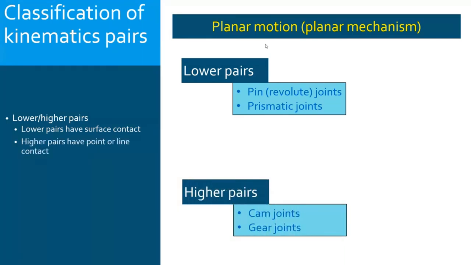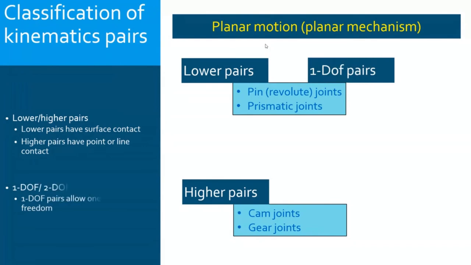Now, higher pairs can have either a point or a line contact. In cam joints and gear joints, you have a line. If we see the contact between the cam and the follower, or the contact between the teeth in gears, it is a line. So they are higher pairs. We don't have an example of one point. In 2D, it's special, so it is a line contact.